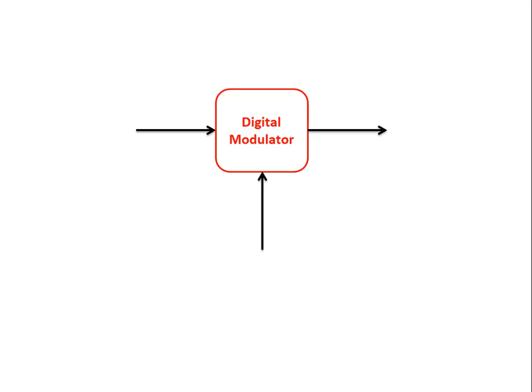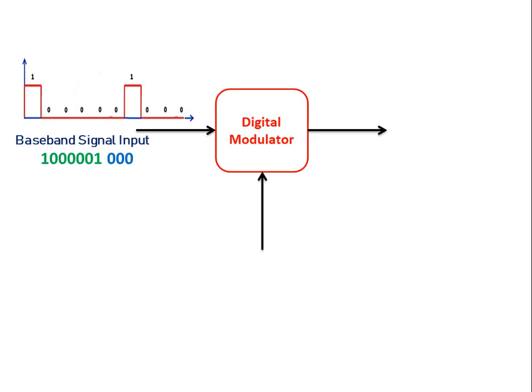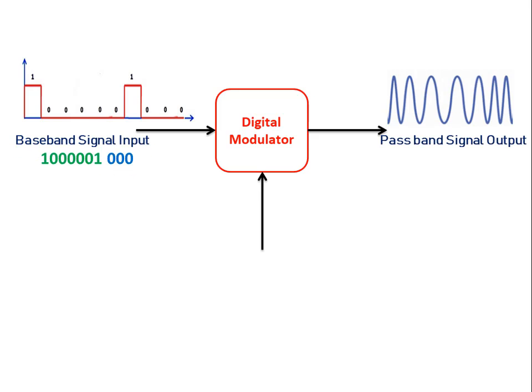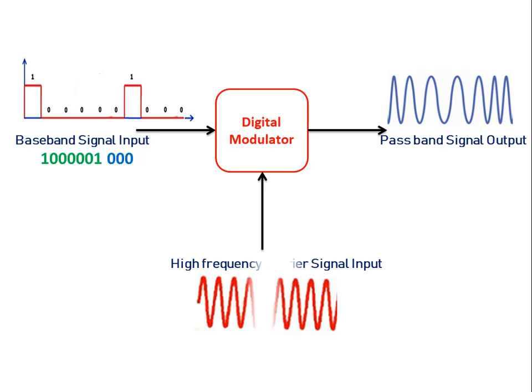In the digital communication system, let us consider that one input of the digital modulator is the output of the channel encoder. If this binary data sequence is represented as a low frequency signal, then this type of signal is called a baseband signal. Here, the digital modulator produces the passband signal as output by using another input, called the high frequency carrier signal. A digital modulator always uses a sinusoidal wave as the high frequency carrier signal.